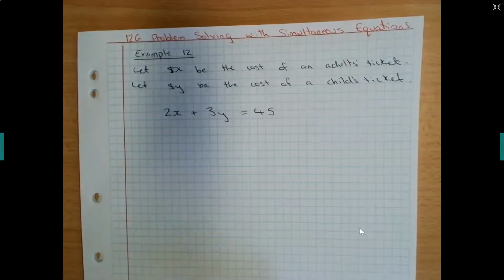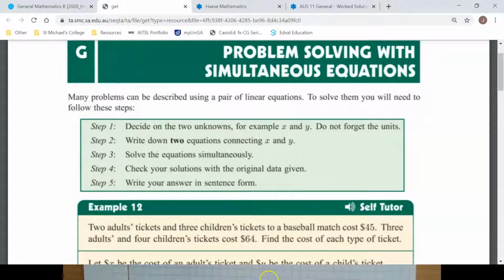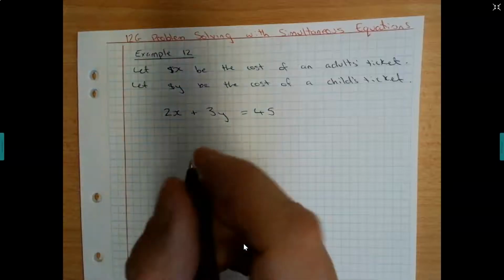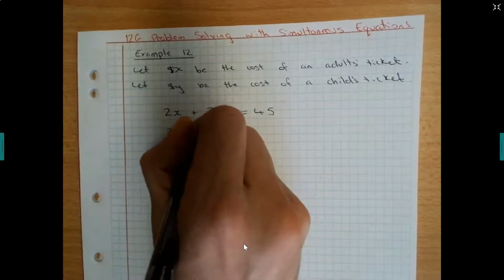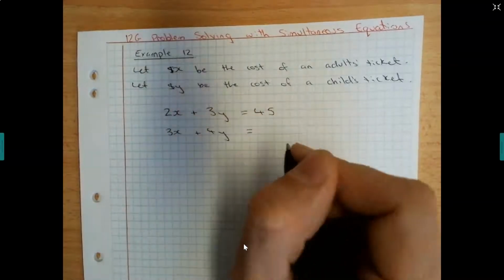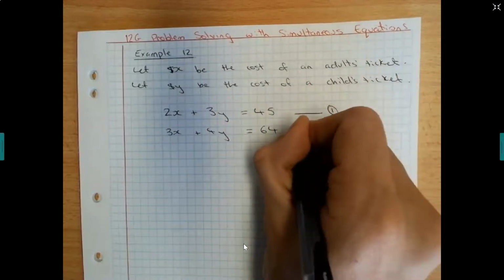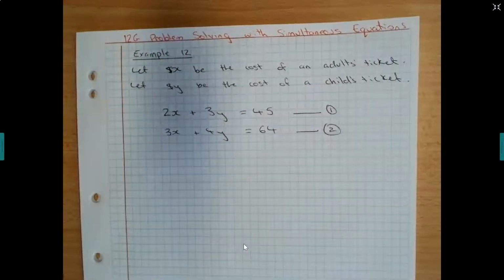And then we need to use the other information that they gave us. So then we have 2 equations to find the 2 unknown variables. So then we know 3 adult tickets and 4 children's tickets cost $64. So 3X plus 4Y is equal to $64. We label our equations as per usual. I now have 2 equations with 2 unknown variables, and the 2 equations connect the variables. Therefore, I could use any of the processes that we've learnt.